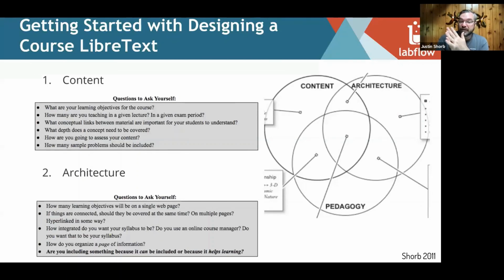Do you use an online course manager? Do you want that to be your syllabus? How interactive do you want your expectations for your course and your timeline for your course and your content for your course to align together? And I'm going to jump down to that last one because it's in bold for a reason.